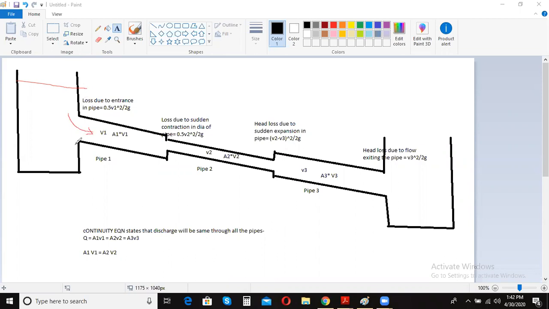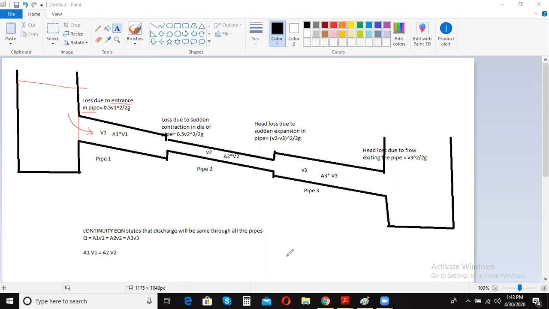Certain head loss will take place. And this head loss takes place due to what? Due to entrance in pipe. Whenever water is entering into the pipe from this reservoir, there will be a certain amount of head loss. So at this junction, head loss is occurring due to the commencement of a new pipe. And what is the value of the head loss? It is given by 0.5 V1 square by 2g.